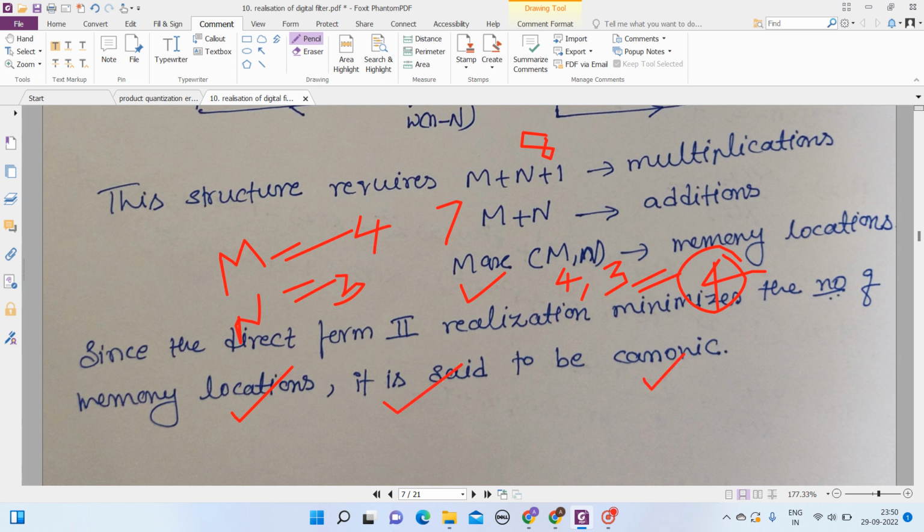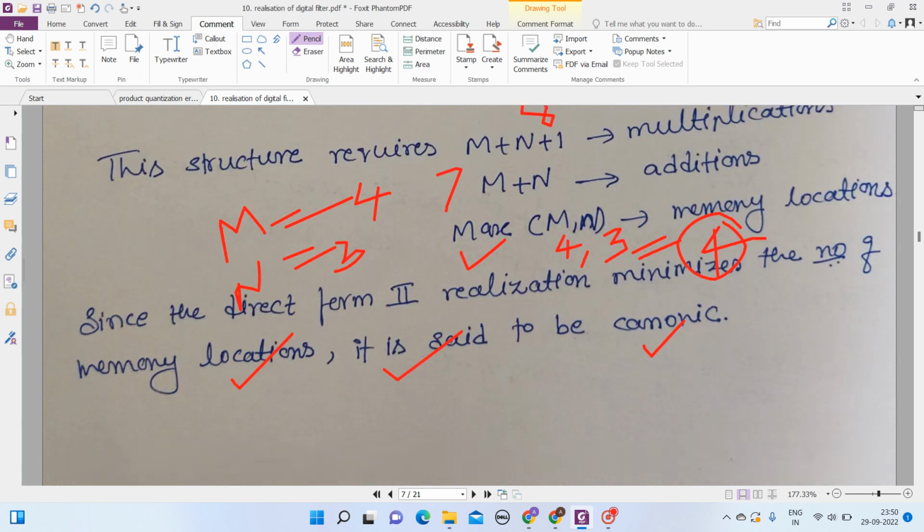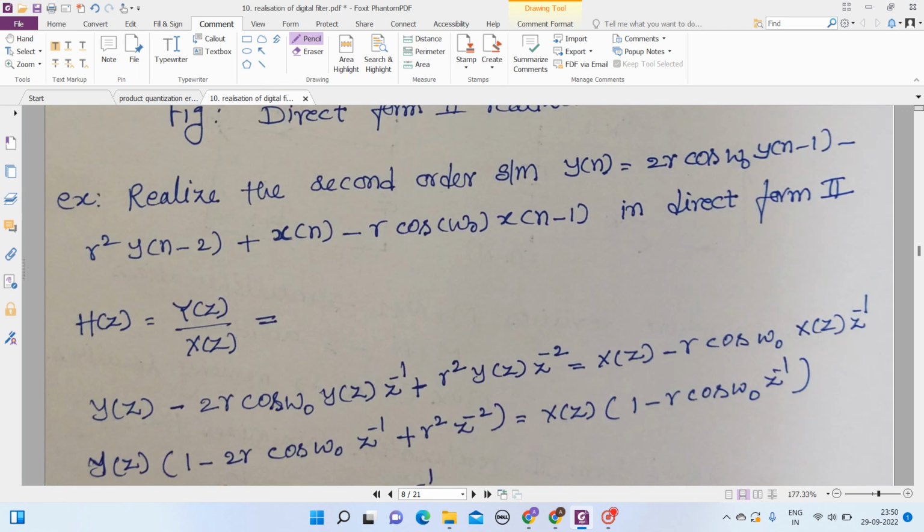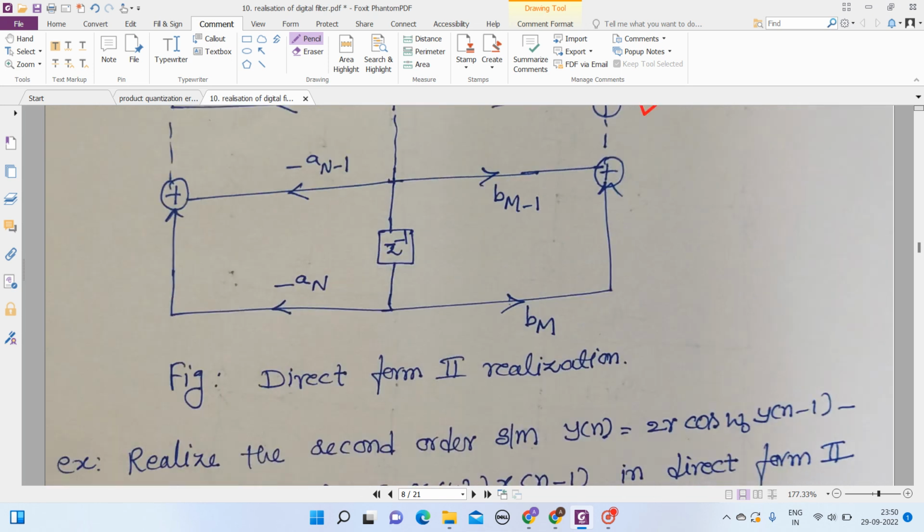So in the next video we will discuss the problem related to the direct form 2 structure. I hope you will understand this direct form 2 structure concept.